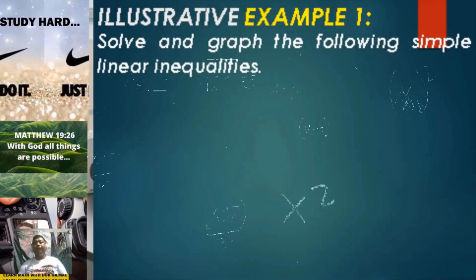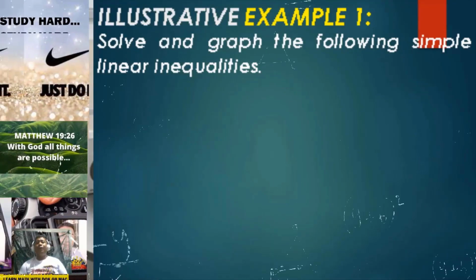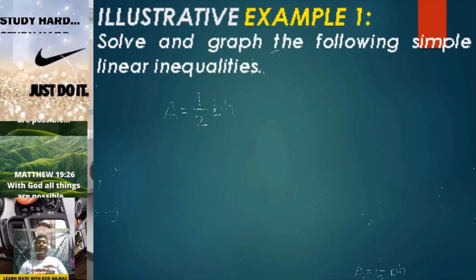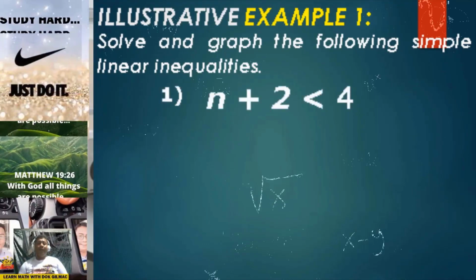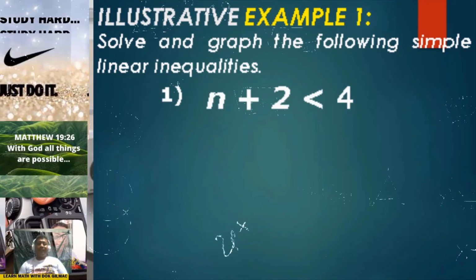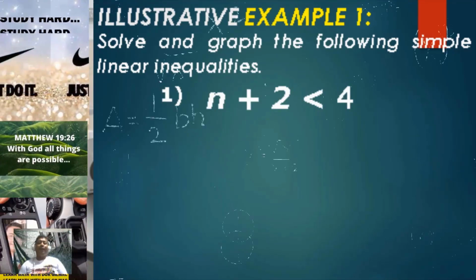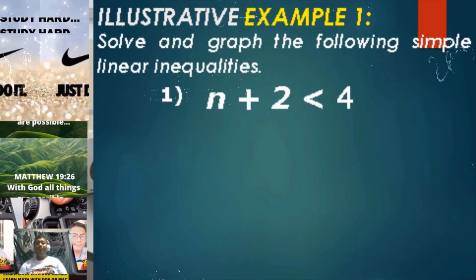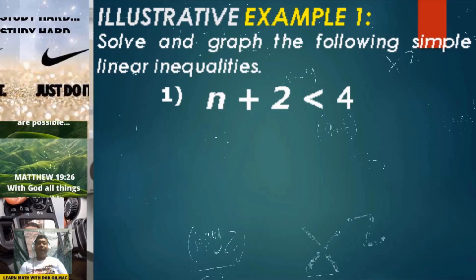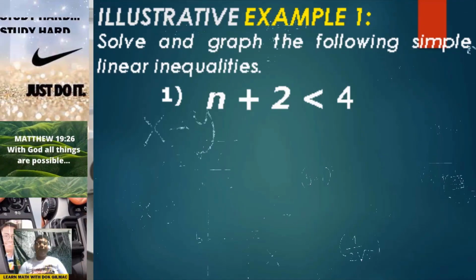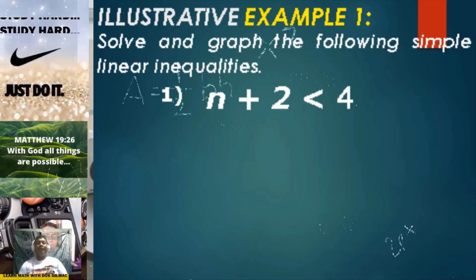Consider illustrative example number 1. Solve and graph the following simple linear inequalities. Number 1. N plus 2 is less than 4. In this particular inequality, we can simply apply subtraction property of inequality. Subtract 2 from both sides of the inequality.